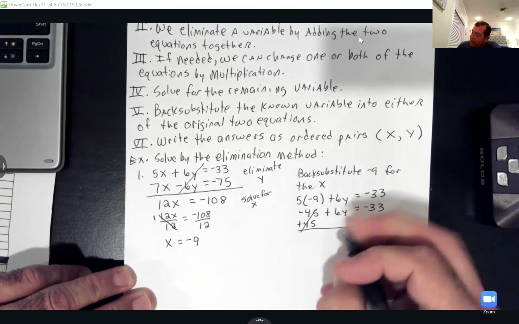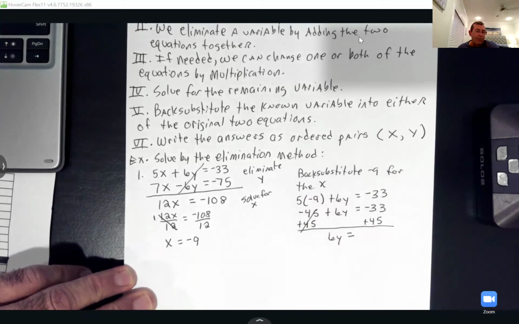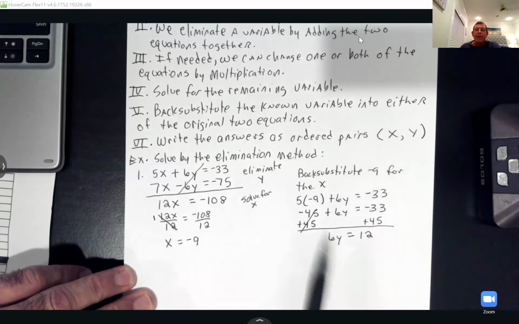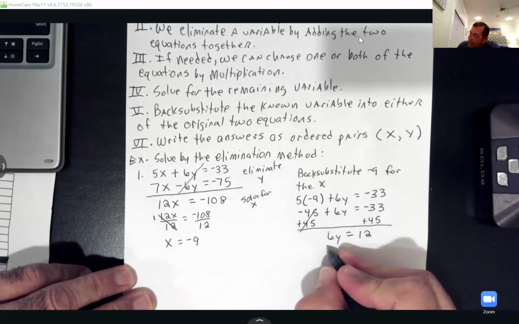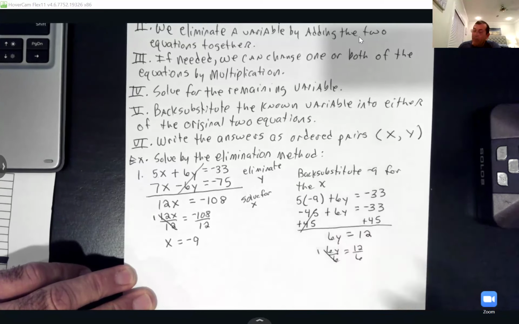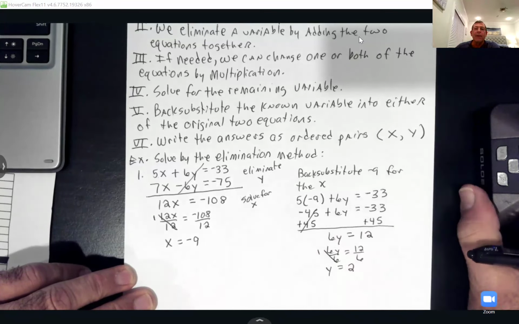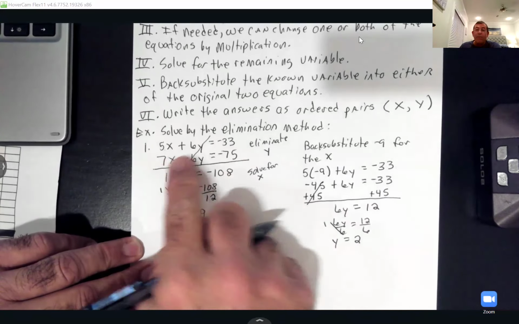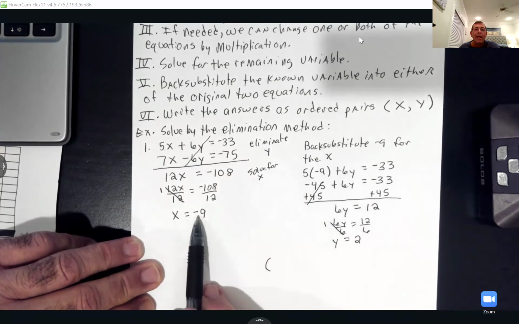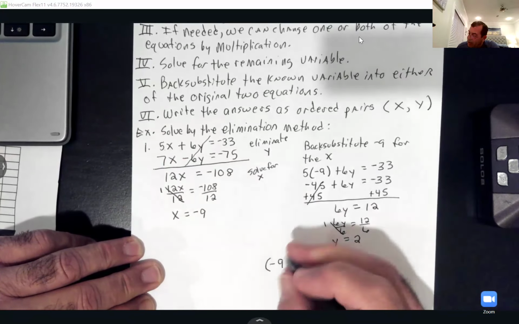So those cancel, and I've got my 6y. Let's see, 45 minus 33 gives me 12 there. And then, y'all look, divide by 6 on both sides. So that cancels, giving me my 1y, and 12 divided by 6 is 2. So I now know what my two variables are. I write my answer as an ordered pair. It's going to be the x first, which is -9, and then my y, which was +2.